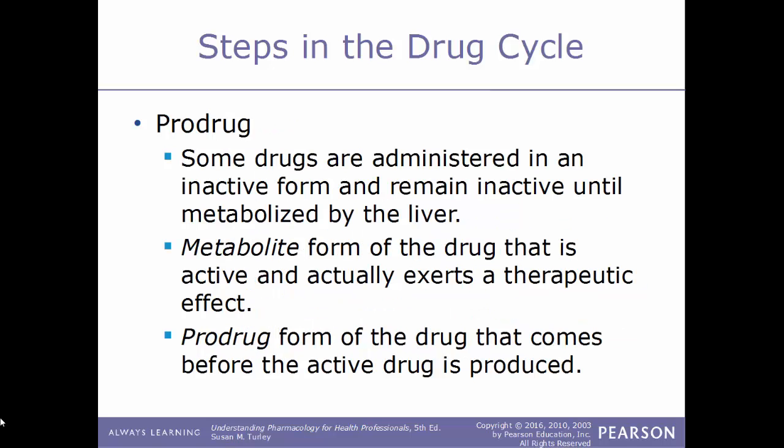Now, some drugs are administered in what's called a prodrug form. This is an inactive form. And these won't become active until they are metabolized by the liver. Now, a metabolite form of a drug is active and actually exerts a therapeutic effect. But the prodrug form of a drug comes before the active drug is produced. So it's the precursor to the active form of the drug being administered.